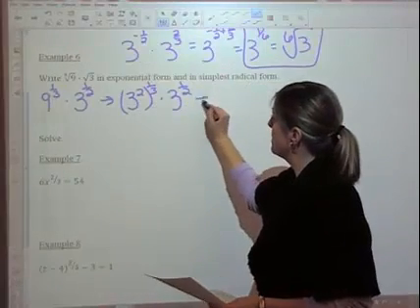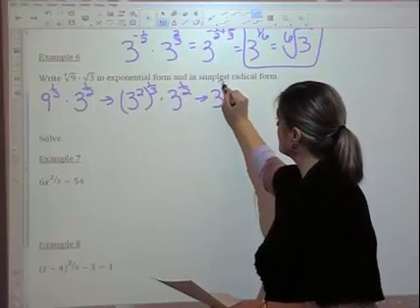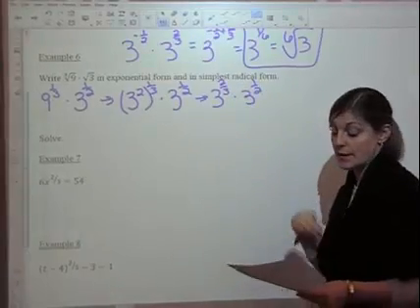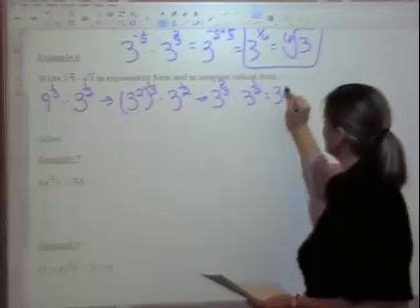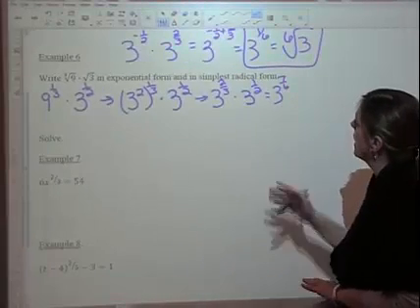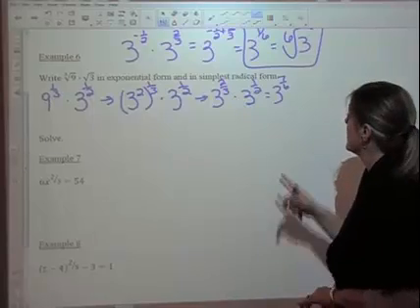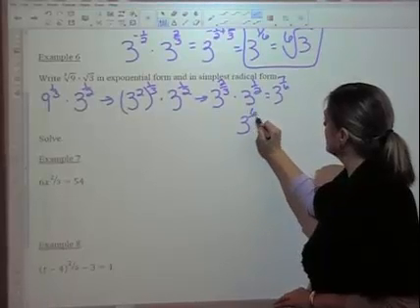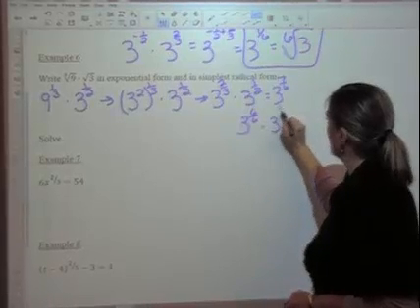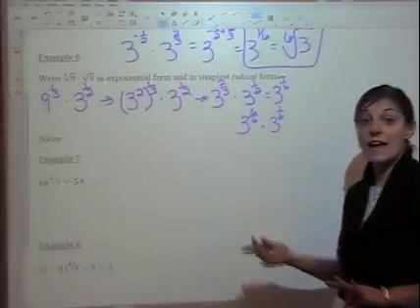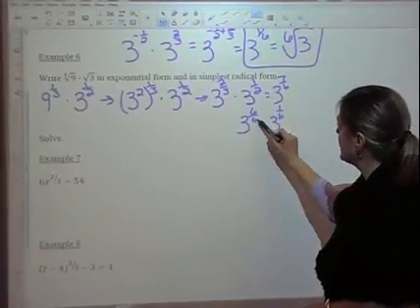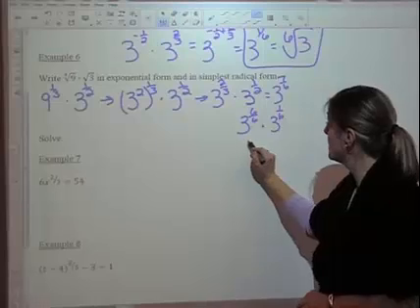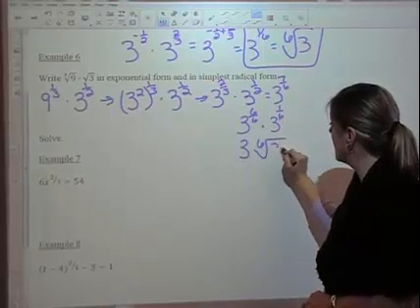And then we just multiply those two exponents here to get 3 to the 2/3 times 3 to the 1/2. And then what do we do with the exponents? We add them. So it becomes 3 to the 7/6. All right, so we have 3 to the 7/6. So we can rewrite that as 3 to the 6/6 times 3 to the 1/6, because if you add those, well, that gives you 7/6. And then what happens here with 6/6? It's just 1, so you have a 3, and then you have a 6th root of 3.